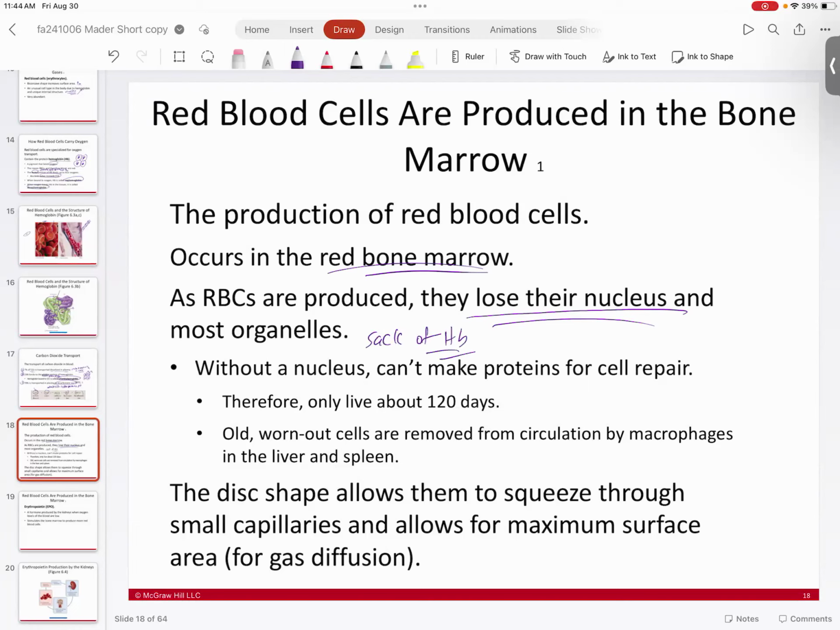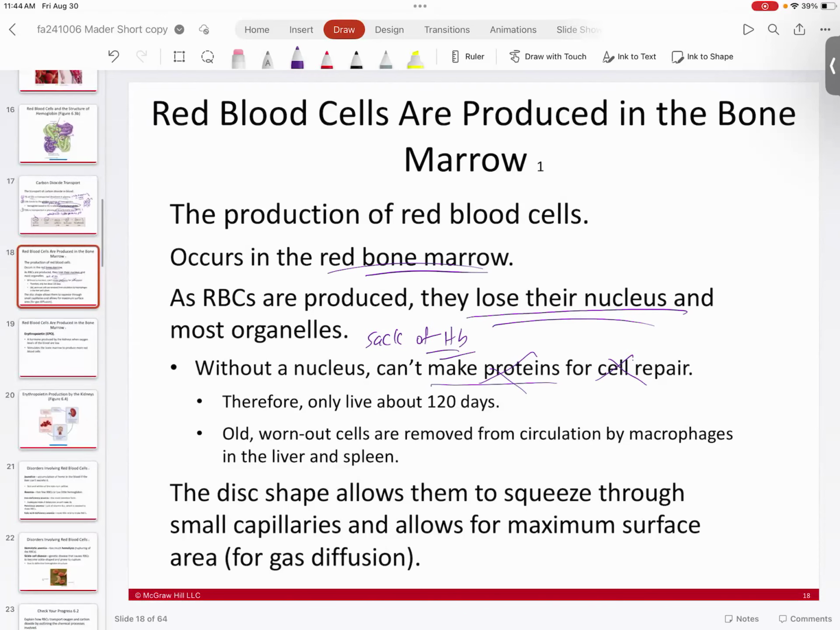That's pretty much it. So you don't have a nucleus, so you can't make any more proteins, you can't do any cell repair, can't do anything of that. So you don't have anything to really go with. You're just basically a sack of hemoglobin proteins, and so as a result, you have a shelf life of about 120 days, roughly 3 to 4 months. Okay, and so generally speaking, once that 120 days comes, you are particularly old and worn out, and so you are oftentimes removed from circulation, and you are recycled.